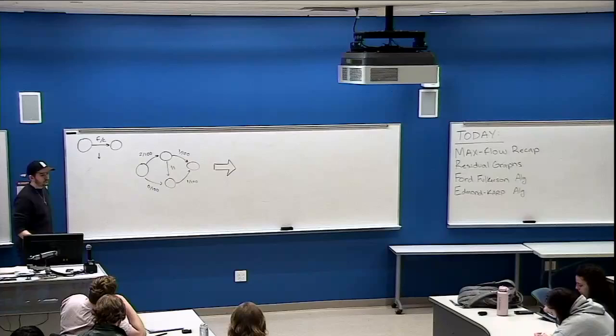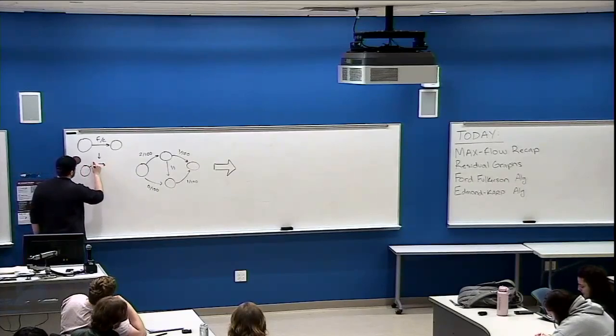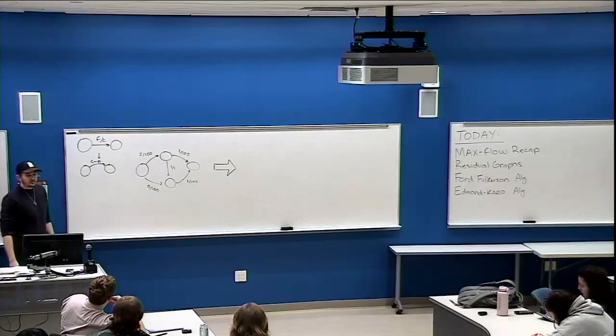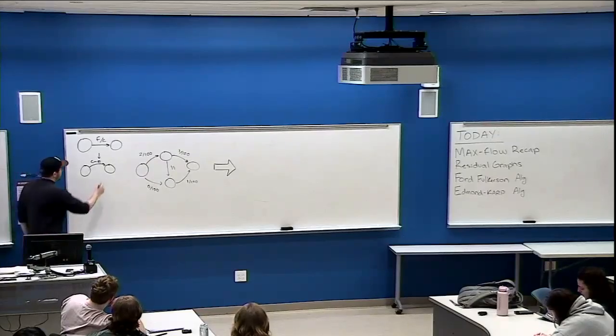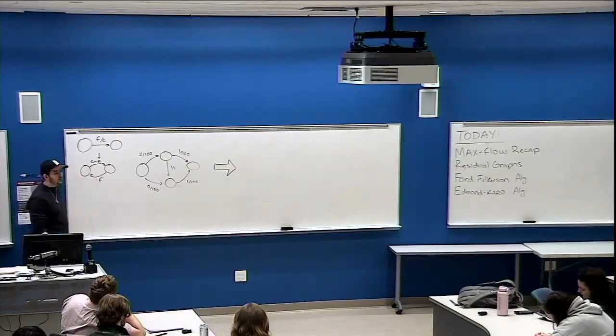How much more could I send forward? C minus F. So I can say I have the possibility to send forward C minus F. How much flow could I remove from this edge? F. So what we're going to do is create a graph where each one of these edges becomes one of these pairs of edges. We're going to name this graph the residual graph.